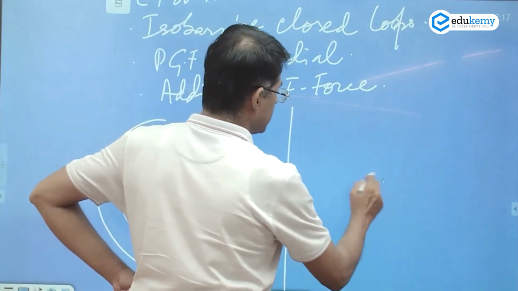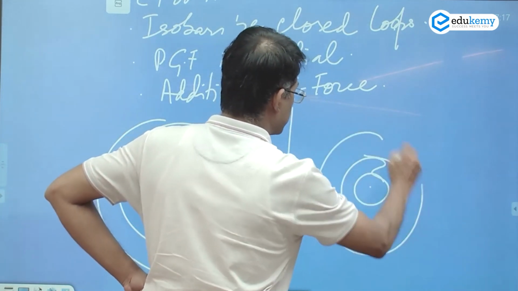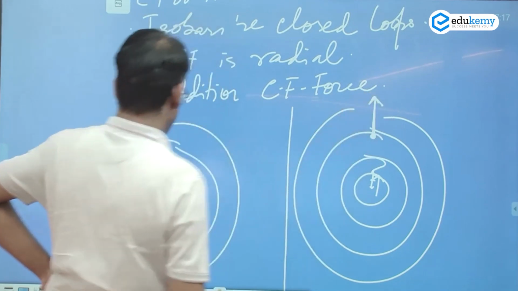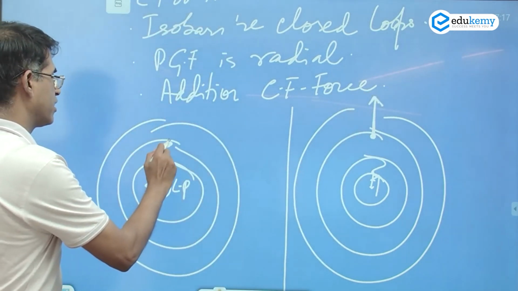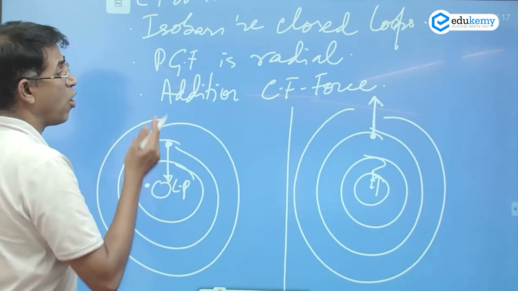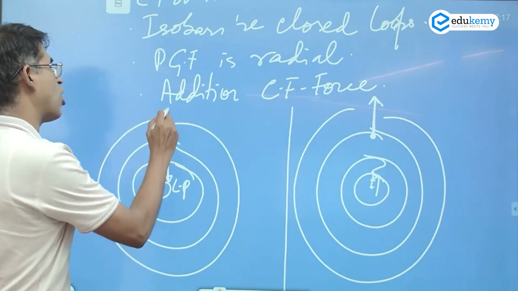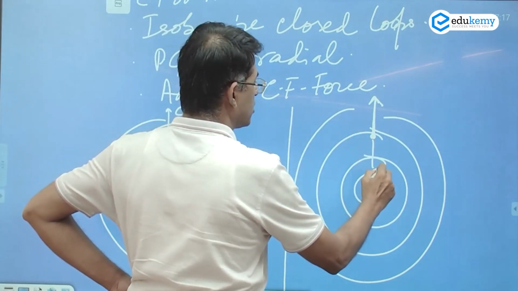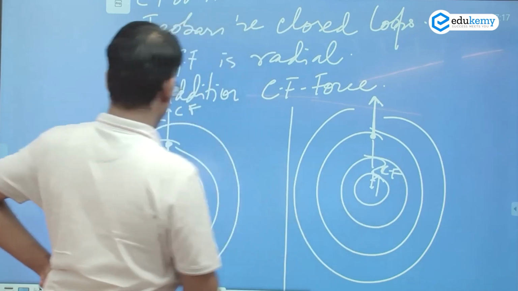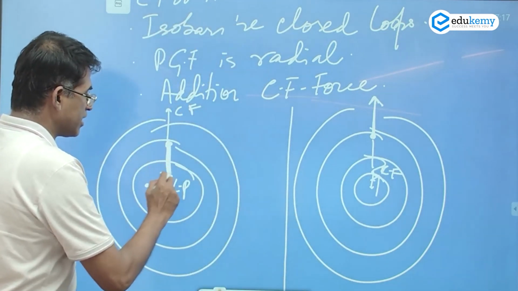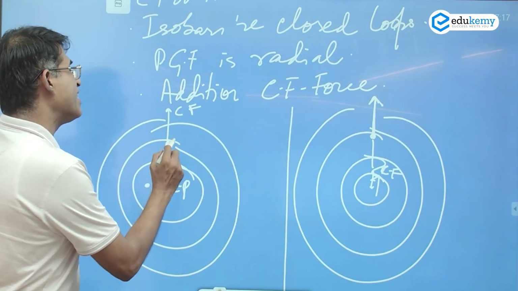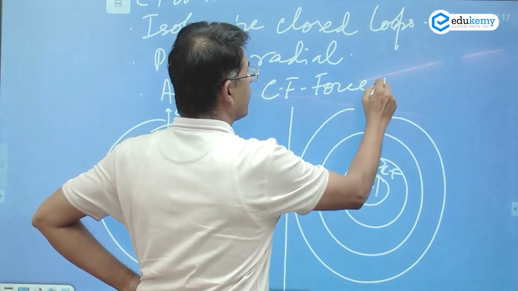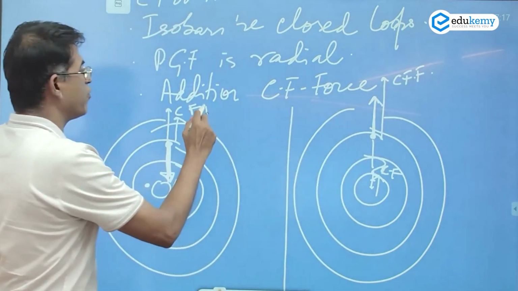And the second is a high pressure. In the high pressure, this is the PGF. In the low pressure, this is the PGF. The Coriolis force is always opposite. Because it is circular, there will always be a centrifugal force like this.